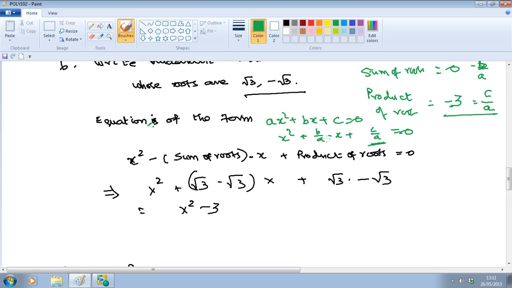What is b by a? The sum of roots is equal to 0. Remember this, whatever this b by a is, it is 0, or minus b by a. The sum of roots is equal to 0, so these factors will become 0. Plus or minus doesn't matter now. So the entire product will become x square, and c by a is minus 3, so it is x square minus 3.